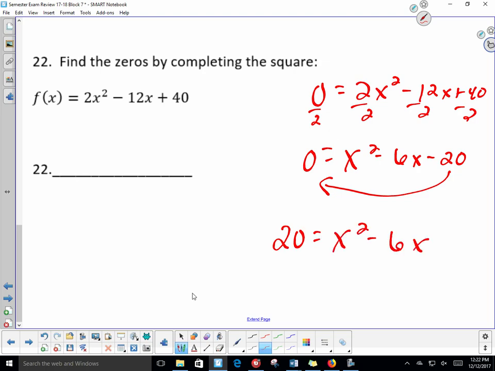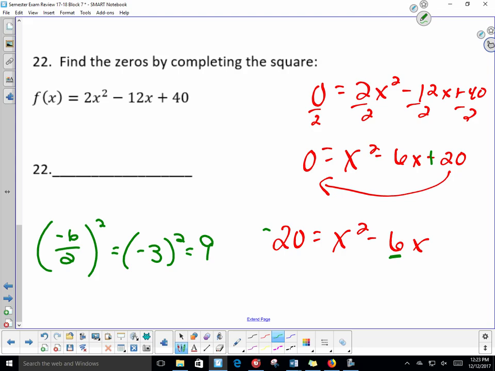And then you would find the square root. Well, you're going to look at your middle term, which is negative 6, right? And then divide it by 2. How did 40 become negative 20? Oh, you're right. That should have been positive 20. So then that equals negative 3 squared. And then that is 9.